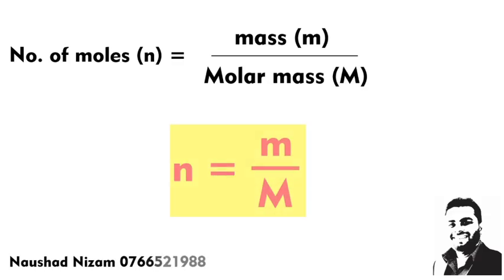So this is the equation. Remember, n equals small m over capital M. Small m is the given mass, or the mass that you should find. Capital M means the molar mass. Molar mass means relative atomic mass or the relative molecular mass.